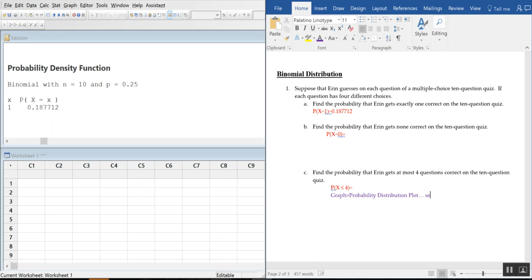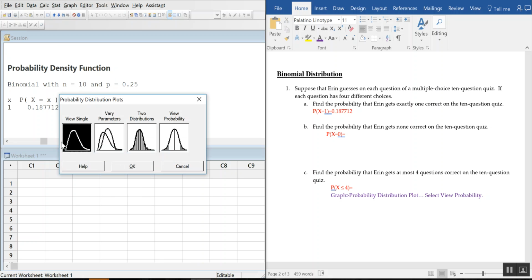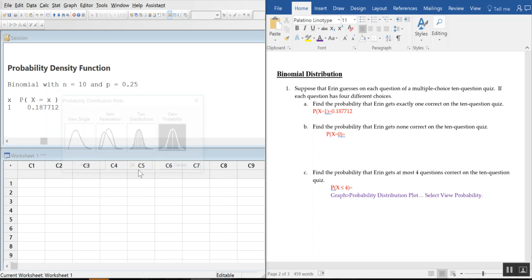Then we select view probability. Sorry. Okay, let me show what that looks like. So graph, probability distribution plot. And then you have these options. We are never going to use these three, so you'll get really used to I need the last one. Then we're going to click OK.